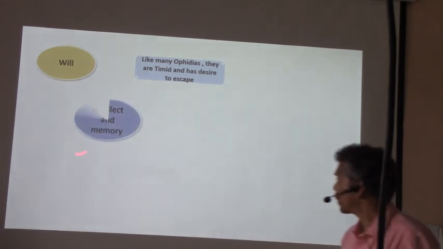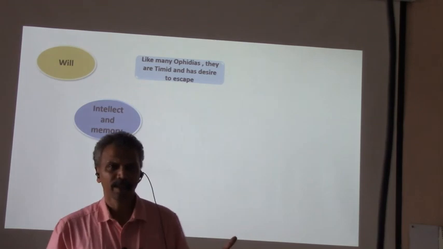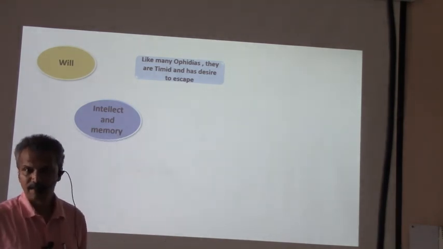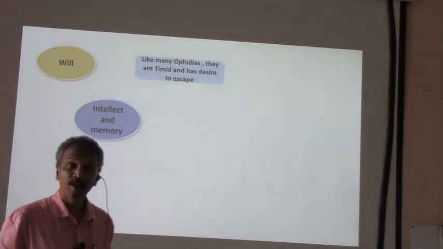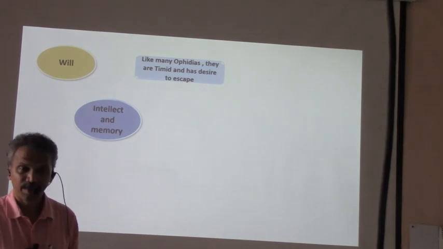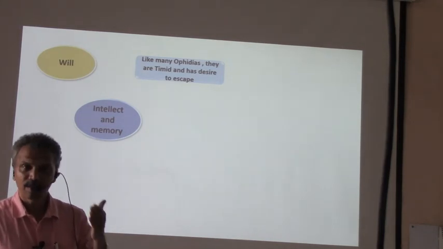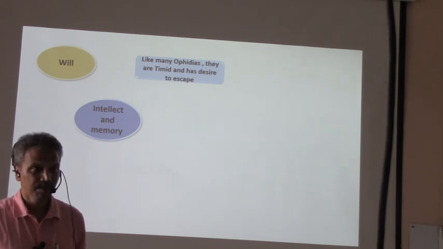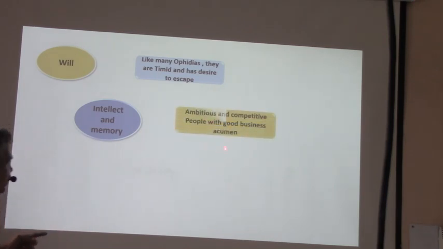Moving ahead, when you look at the intellect part, I was looking through the repertory. You have rubrics like they are very ambitious, very competitive people, and people with good business acumen. So this is what you have under the intellect.